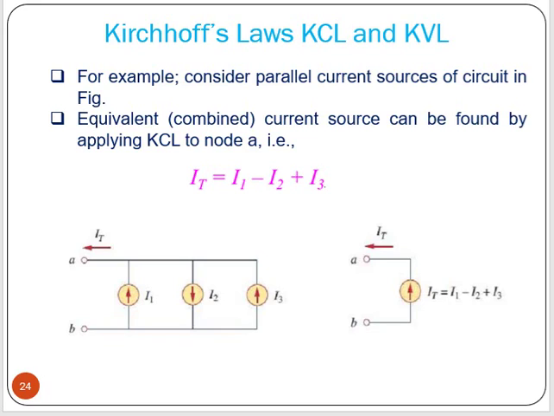So for Kirchhoff's law, for example, let us take this circuit. We have I1, I2, I3. Now here what happened? I1 is upward, I2 is downward, I3 is upward, and IT is going this way. That means IT equal to what? I1 and I3 are both entering, I2 is leaving. So what we can write? IT equal to I1 plus I3 minus I2. So I1 entering is positive, I3 positive, and I2 leaving, so negative.